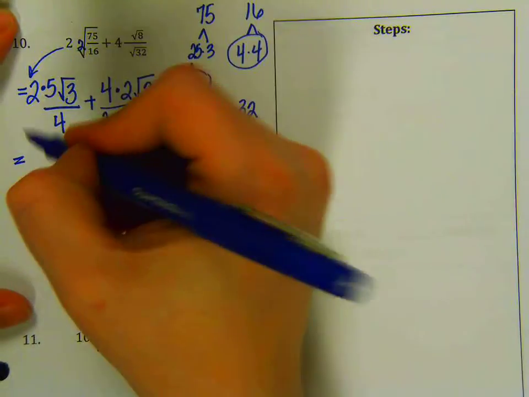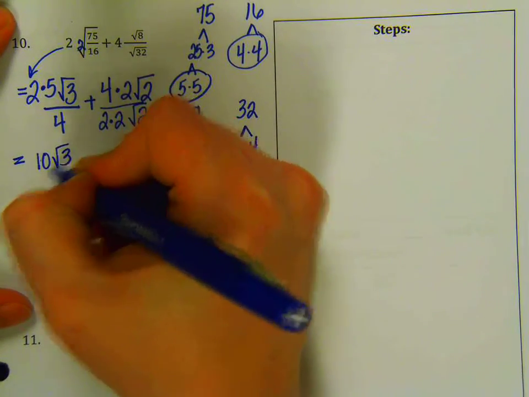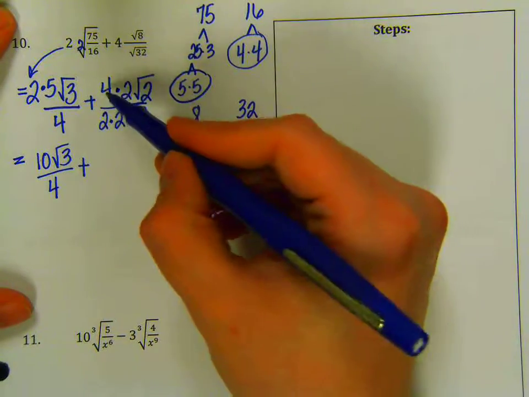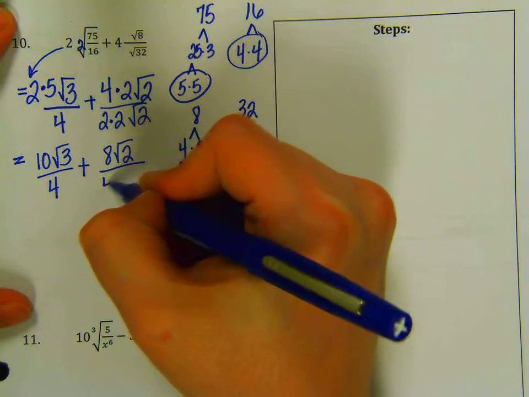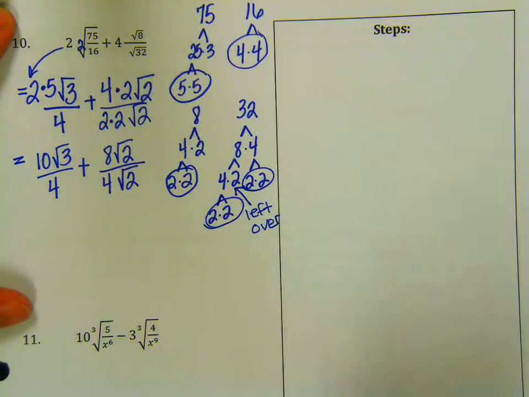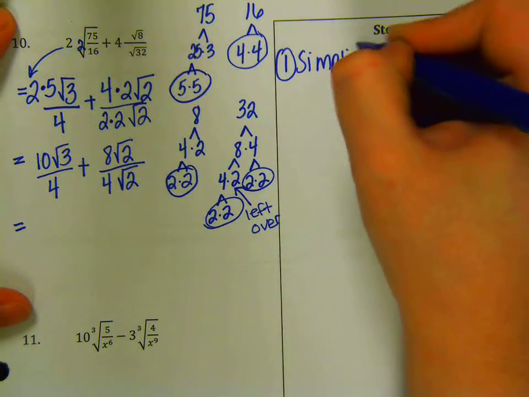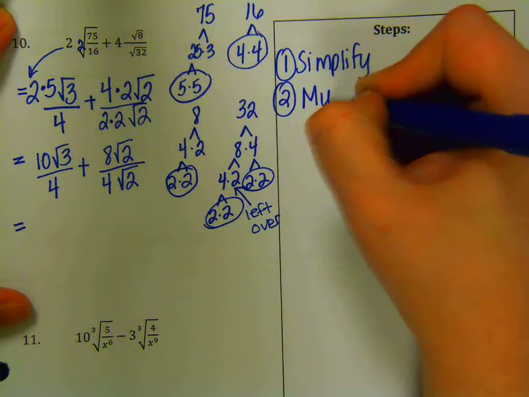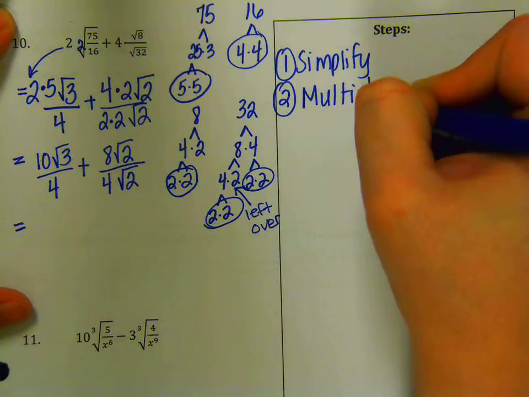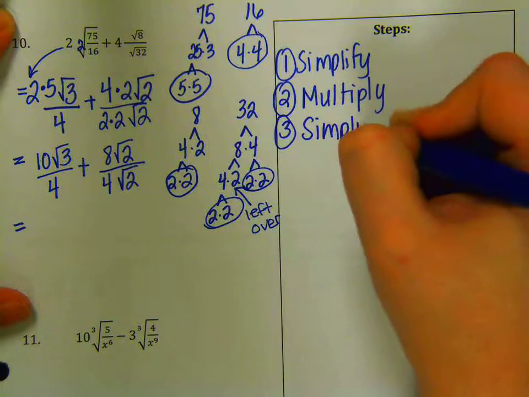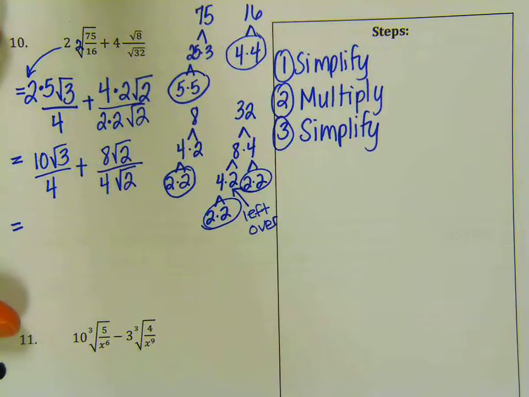So 2 times 5, root 3 over 4, plus, we have 4 times 2 is 8 over 4 root 2. So first step here, simplify. Step 2, multiply. Simplify again is my third step. And here's what I mean by that.